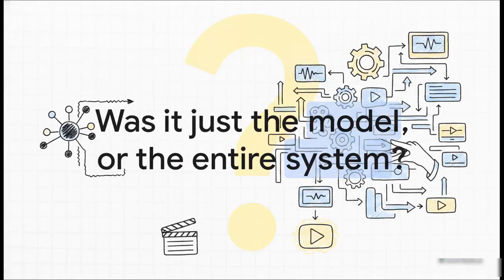Which brings us to our final thought. The magic isn't just a better algorithm, it's the architecture surrounding it. Next time you see an unbelievably flawless AI video scroll past your feed, ask yourself, was it just a raw model getting lucky, or are you actually looking at the invisible hand of an entirely orchestrated system?